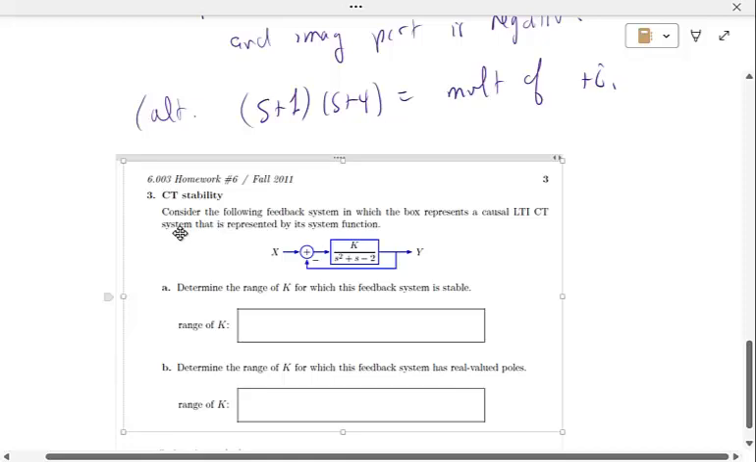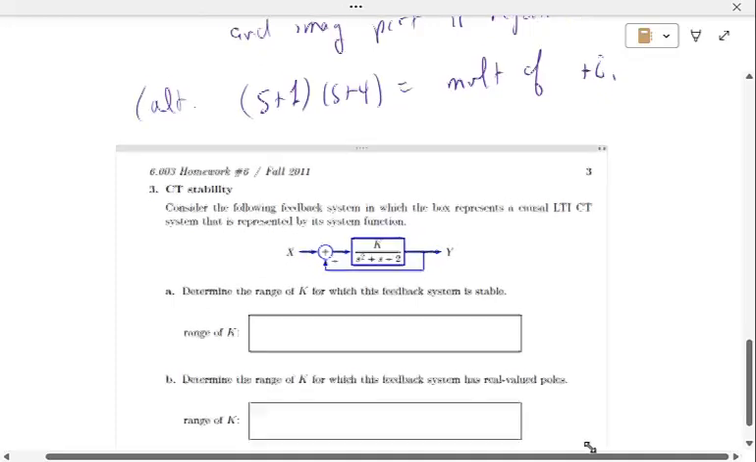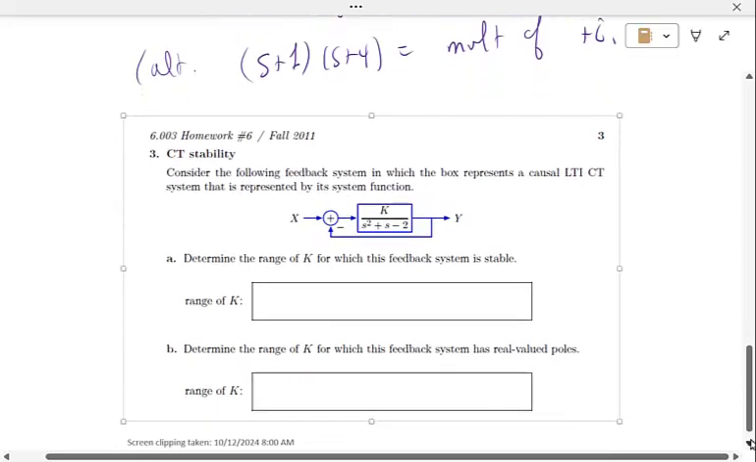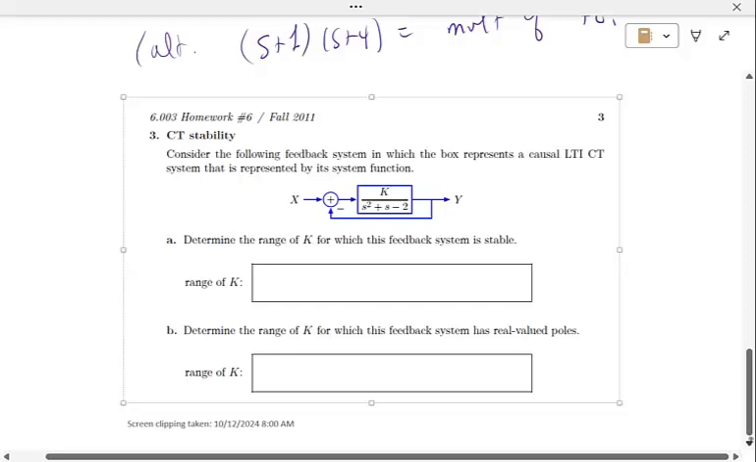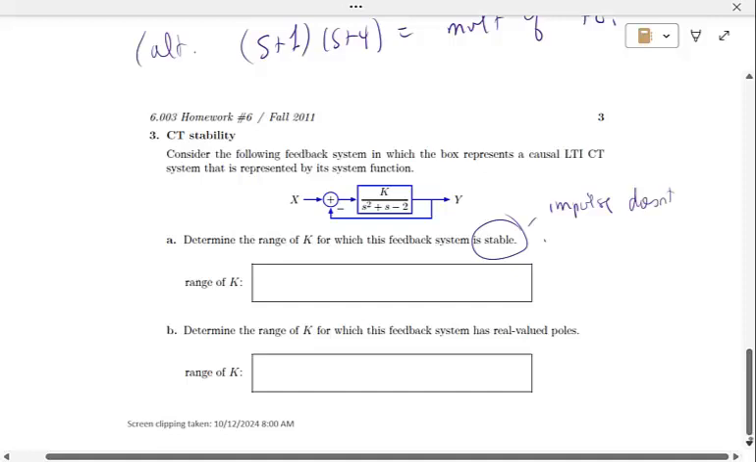Okay, so the next one is looking at this particular system where the box represents a causal linear time invariant continuous time system. And we've seen system diagrams like that before. And it says determine the range of k for which the feedback system is stable. So what does stable mean? It means practically that the impulse response does not grow exponentially. Or it just says doesn't grow as t goes to infinity.